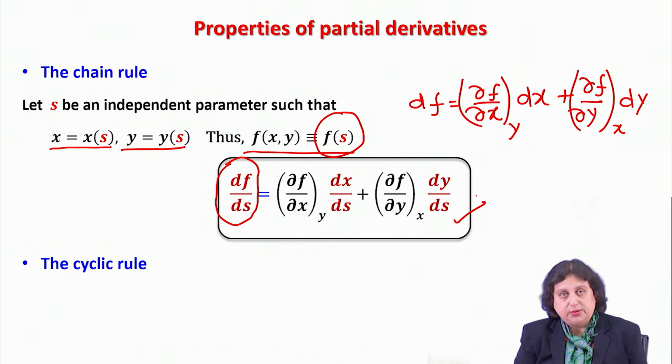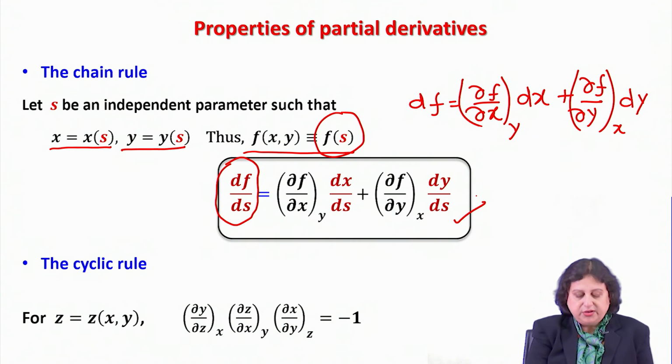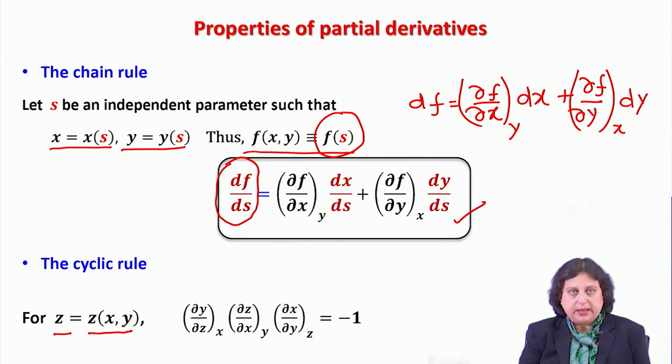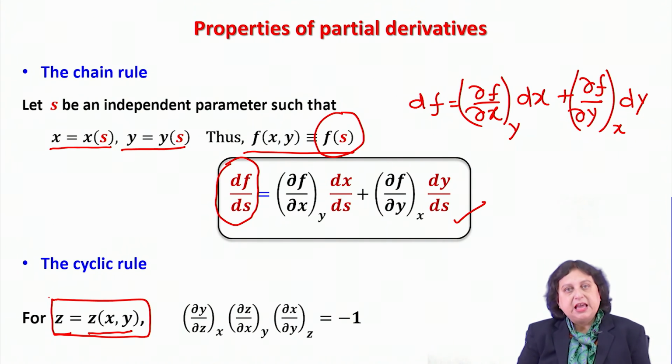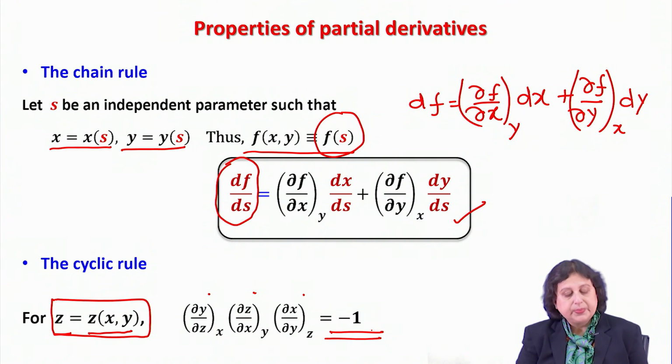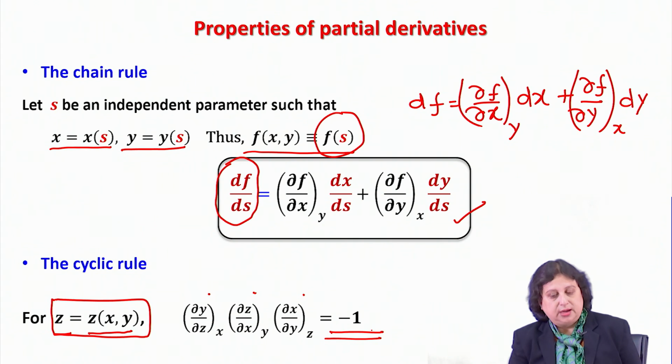Now there is something called a cyclic rule. And what is that? Let us say that I have a function z, which is a function of x and y. This mathematically means that there is a functional relationship between the three variables x, y, and z. If that is so, and if I can define the partial derivatives shown over here, then I can always write ∂y/∂z, keeping the third variable constant, and all possible such combinations such that all of them come once in the numerator and once in the denominator, the result is going to be minus 1. So these two rules are relationships that we use very frequently in thermodynamics.